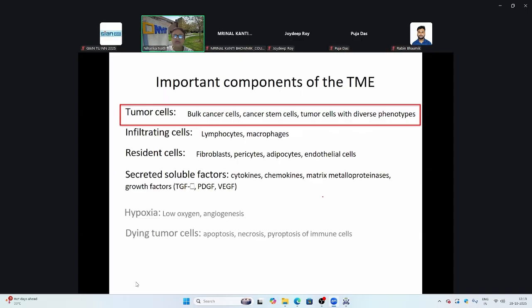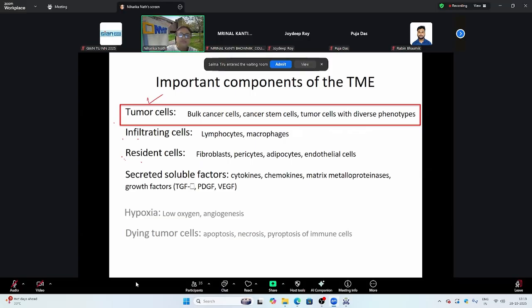So let's look at that. Important components of the TME, the tumor microenvironment. I have a picture very soon. So let's look at this. First thing is that it has to have the tumor cells. Then it'll have these infiltrating cells. It'll have other resident cells. So cells, cells, cells. It's a lot of cells that are in the TME.